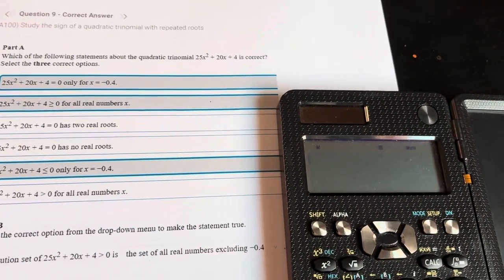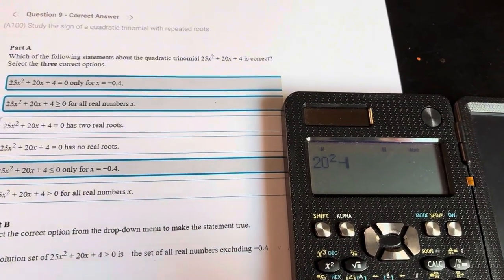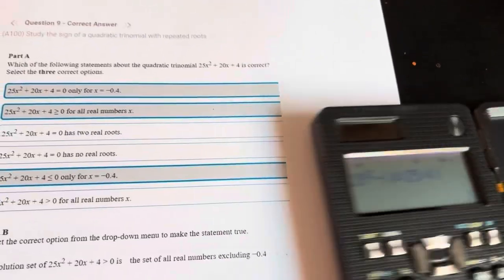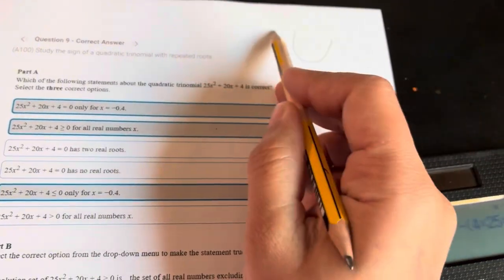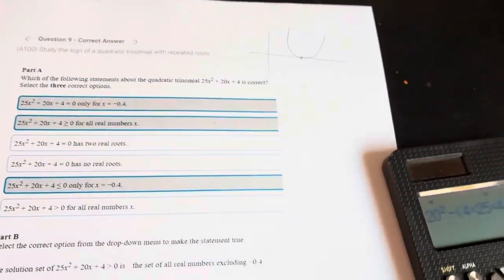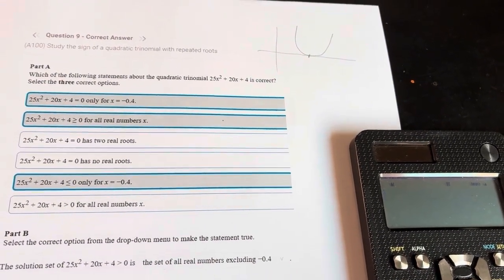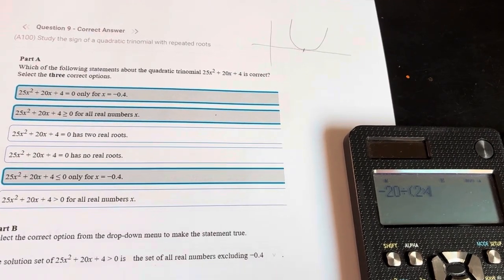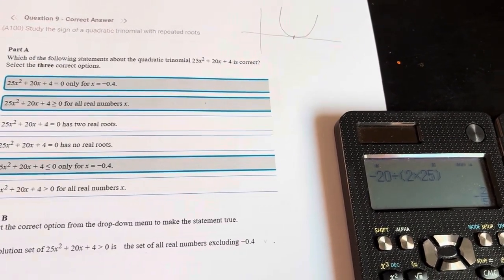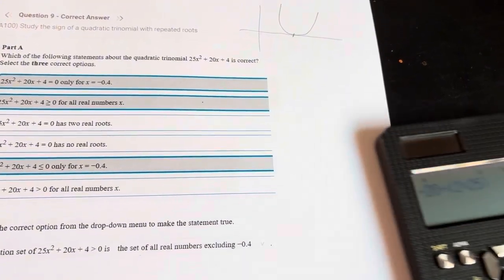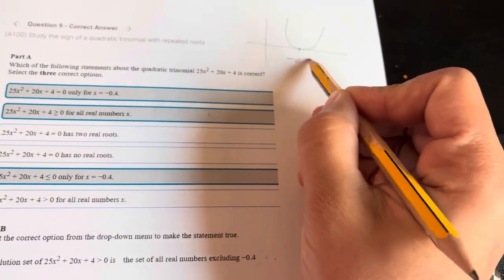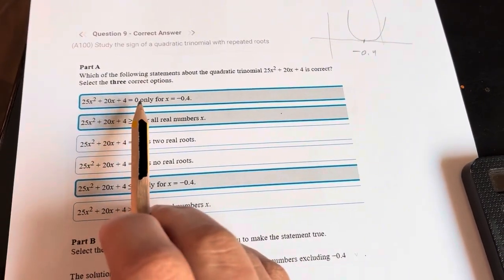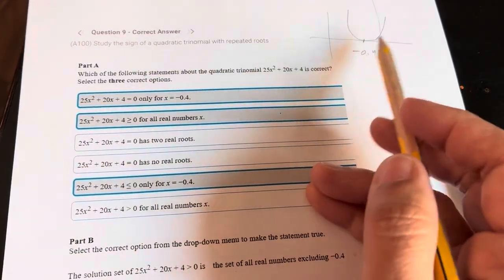The same question, so b squared, 20 squared, minus 4 times a is 25 times c is 4. This is equal to 0. So your equation touches the axis at one point. Let me get the root. The root will be minus b, so minus 20 over 2a, which is minus 2 over 5 or minus 0.4. So this is minus 0.4. Your axis is here. So this one is equal to 0 only for x is equal to minus 0.4.